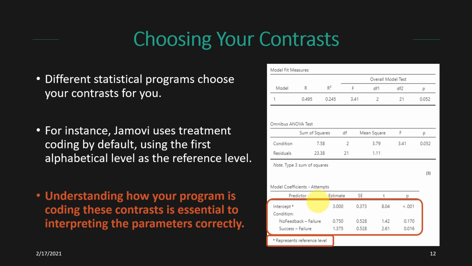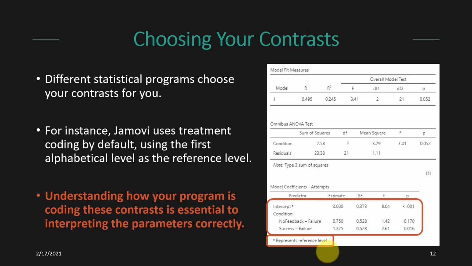In this case, this is an example output from Jamovi. Jamovi uses treatment coding by default, and it makes the first alphabetical level the reference level. So rather than making the no feedback condition the reference, it has chosen to make the failure condition the reference because it is the first level alphabetically. F comes before N and S. So this intercept is the predicted value of y when x is 0. X is 0 on both of our variables when someone is in the failure condition. So the failure condition had an estimated number of attempts of 3.